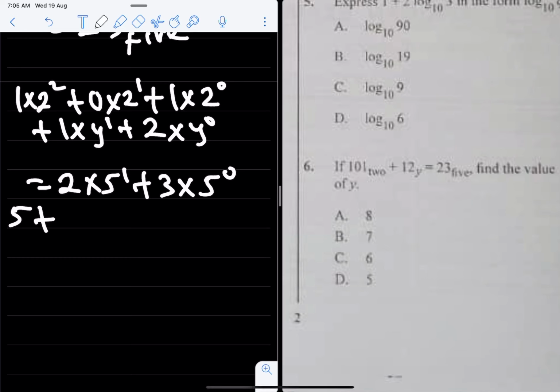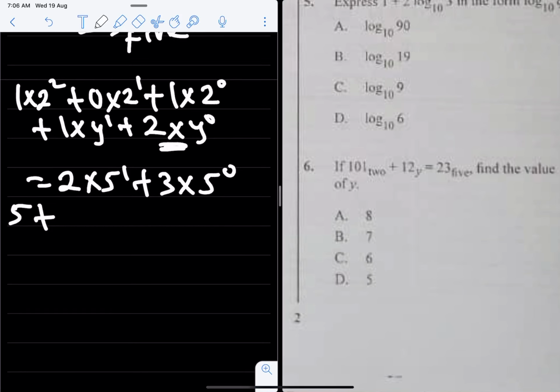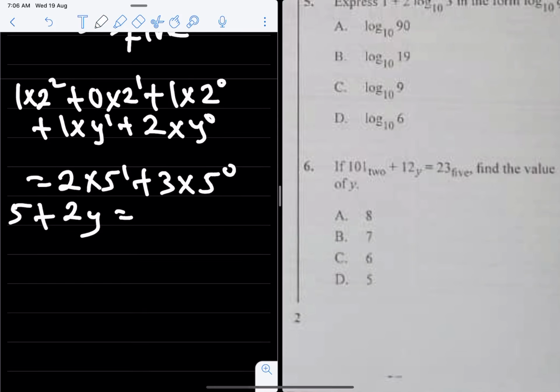That means 5 plus 2 times y raised to power 0 is 2 times 1, of course, which is 2. So that means 5 plus 2y equals 2 times 5 is 10. 3 times 5 raised to power 0 is 3. 10 plus 3, 13. Let's check that again. 1 times 2 squared is 4. 0 times 2 raised to power 1 is 0. 1 times 2 raised to power 0 is 1. So that's 4 plus 1, 5 plus.